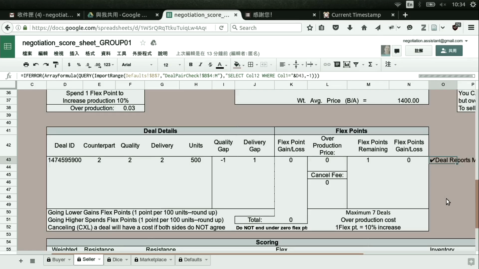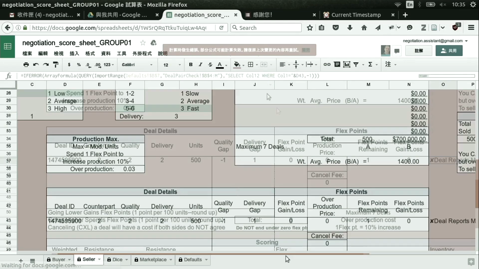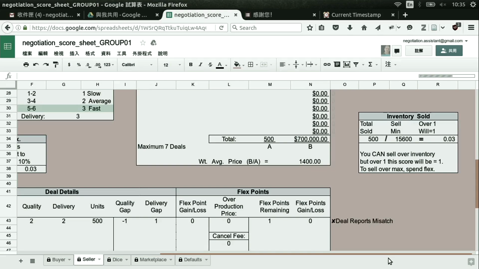instead of quality 2. And in that case, we're going to have a little bit of a problem when we refresh this page, I think. Yes, there we go. You can see now deal reports mismatch.